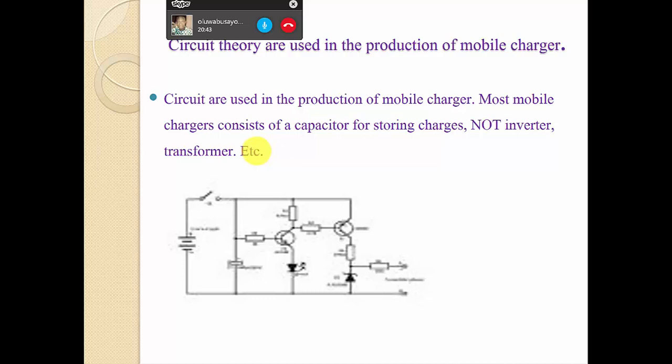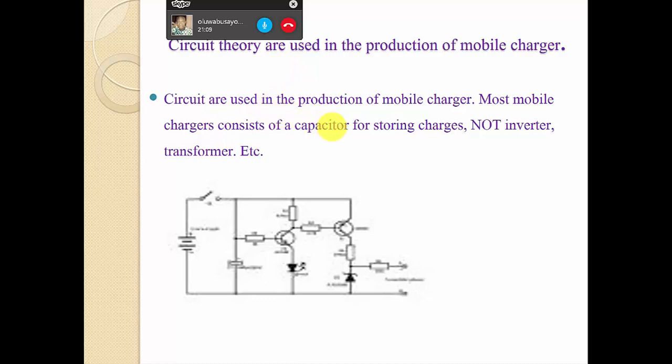Sorry, Busayo, I've asked that you take a look at your slides and avoid the spelling and grammatical errors which you find all over the place. "Circuit theory are." Okay, sir. What should it be? What verb should you use here? Circuit is also employed. Exactly. Sorry, sir.